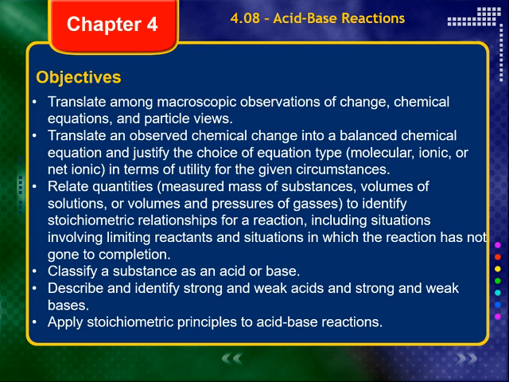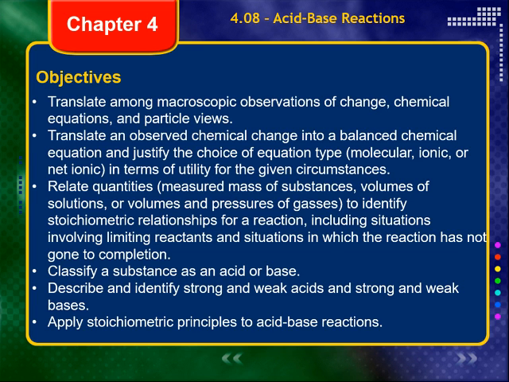Translate an observed chemical change into a balanced chemical equation and justify the choice of equation type, molecular, ionic, and net ionic, in terms of utility for the given circumstances. This is what we covered last PowerPoint presentation. Then relate the quantities, meaning the measured masses of substances, volumes of solutions, or volumes and pressures of gases, to identify stoichiometric relationships for a reaction, including situations involving limiting reactants and situations in which the reaction has not gone to completion. Again, basically saying be able to carry out stoichiometric calculations using things in solution.